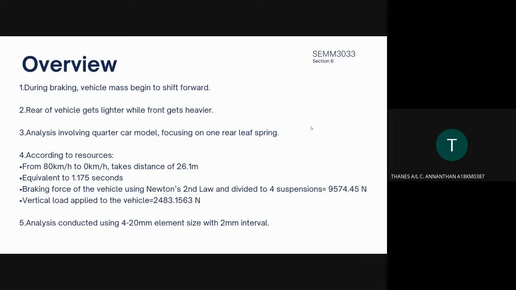Next, the braking force of the vehicle is determined by using Newton's second law of motion, which produces a value of 9,574.45 Newton. On the other hand, the vertical load is also applied to the vehicle, which contributes 2,483.1563 Newton. This analysis is conducted using various element sizes ranging from 4 to 20 mm with 2 mm interval.